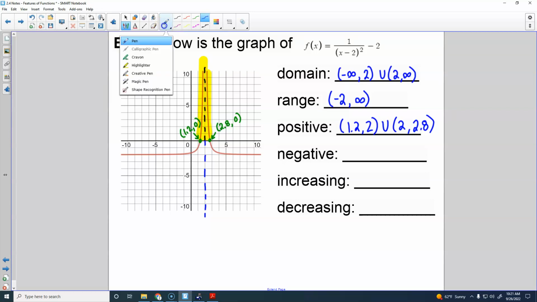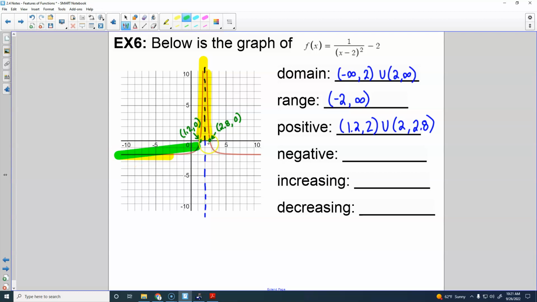You are going to be negative everywhere else, so that is here and here. So if we're looking at where that's at, this goes on forever in this direction. Your negative infinity is over here, and that goes up to the 1.2. And then from that 2.8, this will go over to positive infinity on that x-axis there.